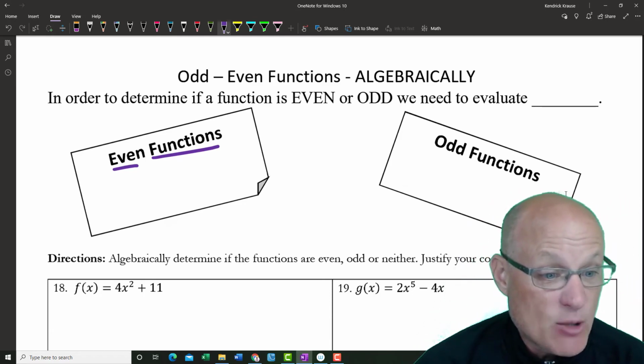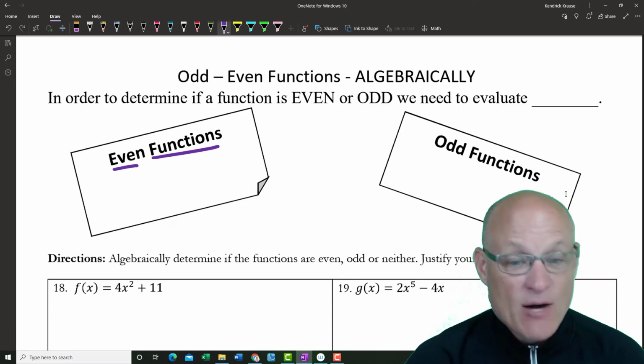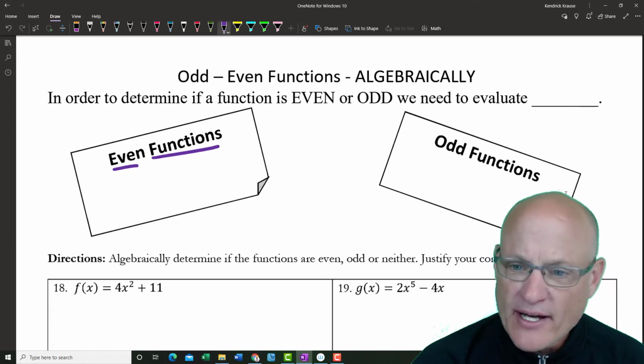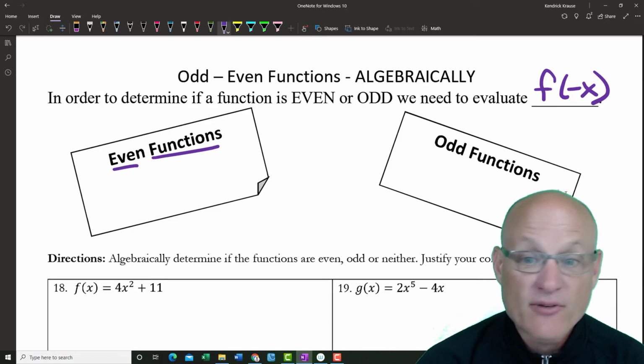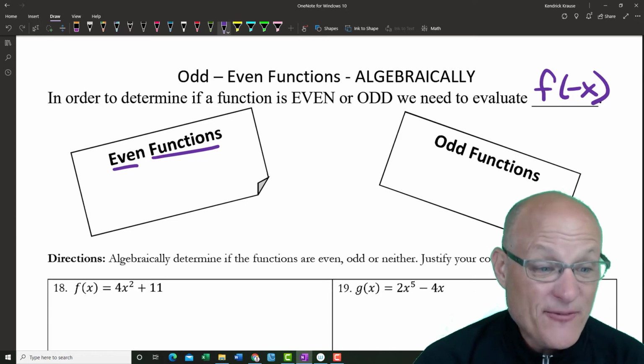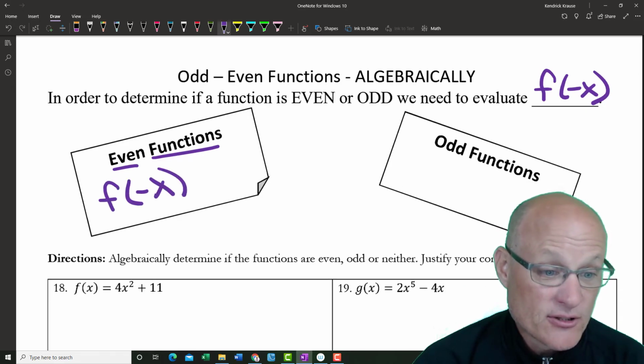So it will be an even function if. Now, whether it's even or odd, we always have to evaluate f of negative x. That's what I was about to say, but I didn't put it there. We always have to evaluate f of negative x. So if it's an even function, then f of negative x is equal to f of x.